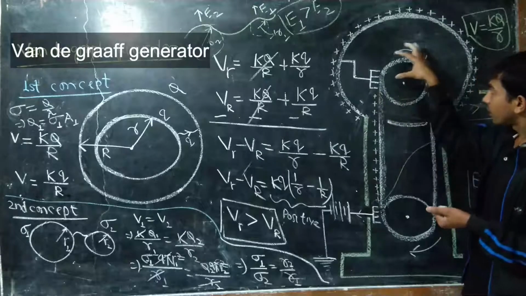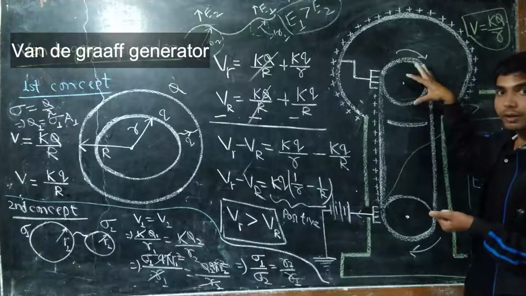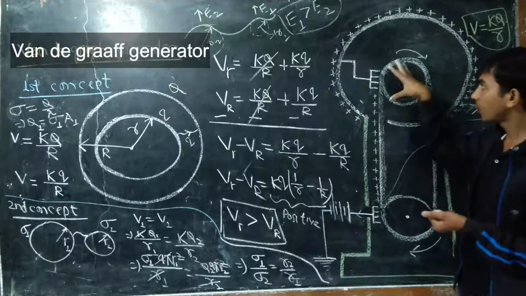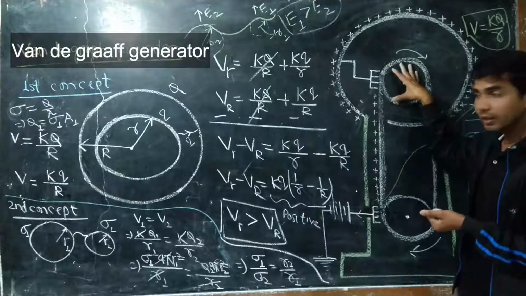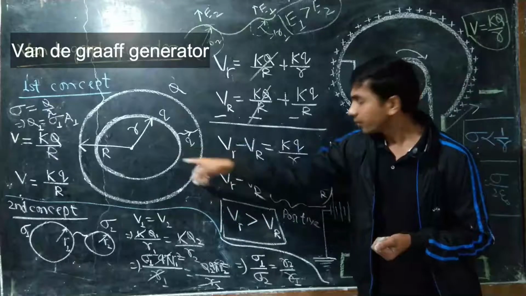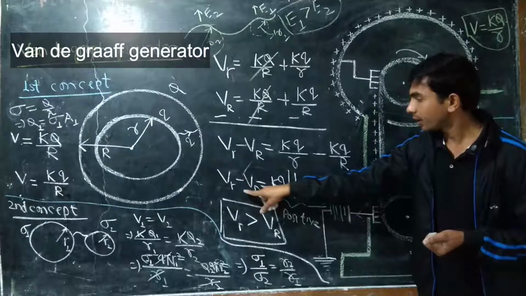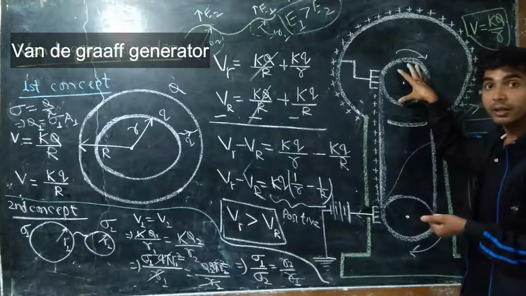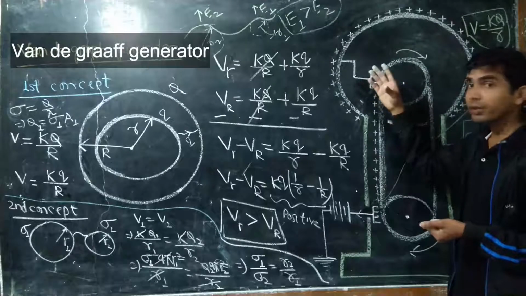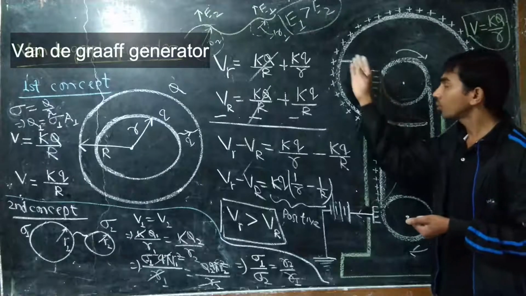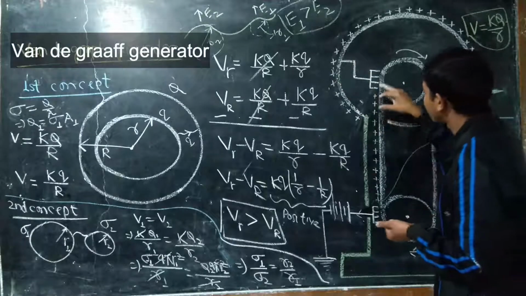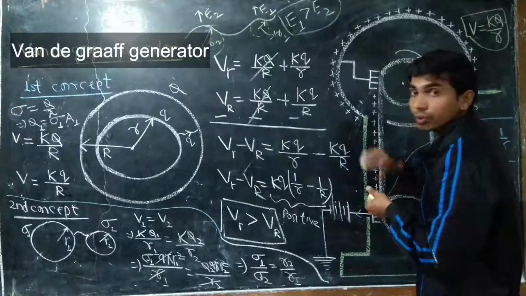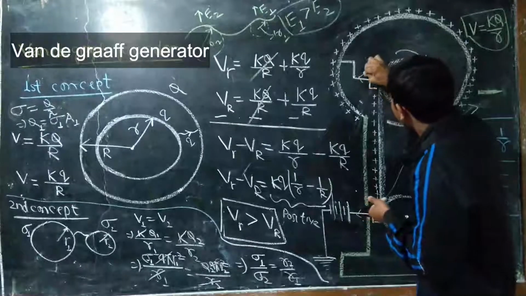Now see, this is your inside and this is your outside. As I discussed, inside potential is higher, since the potential inside is greater than this one, and outside potential is lower. Charge will move from higher to lower potential. So this positive charge will come here and move to the bigger sphere.